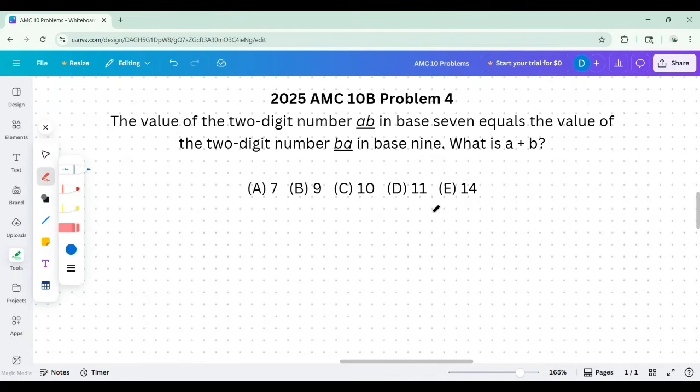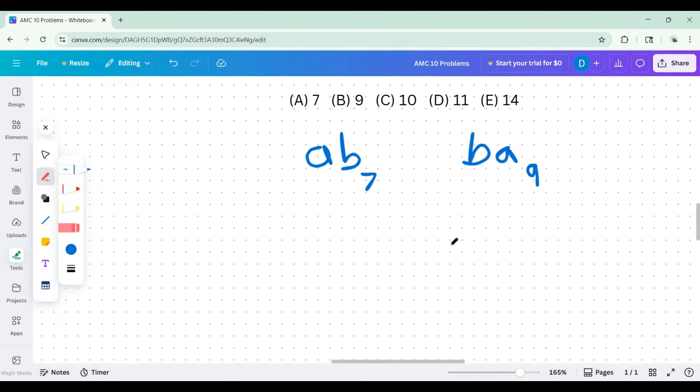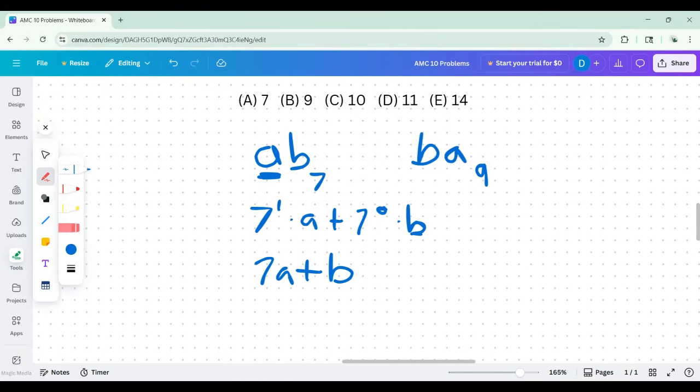Now we're going to move on to problem 4. So this is a base problem. We have the number AB, which is in base 7, and BA, which is in base 9. Now we can convert AB and BA both into base 10 by multiplying by the value of each of their digits. So we have 7a plus b. That is 7 to the power of 1 times a, and then 7 to the power of 0 times b. That's how we convert into base 10.